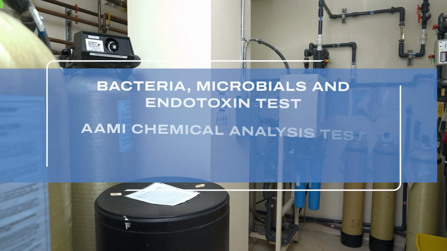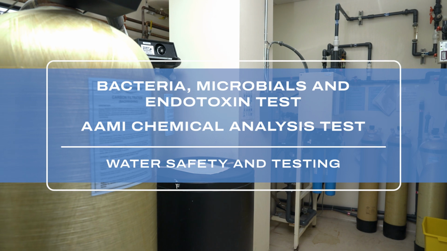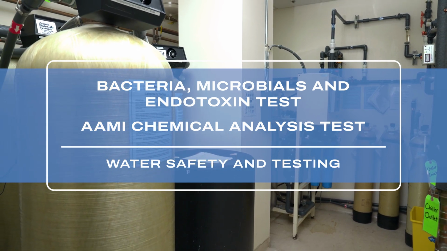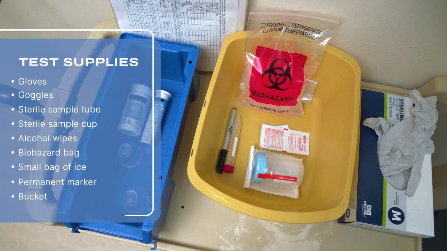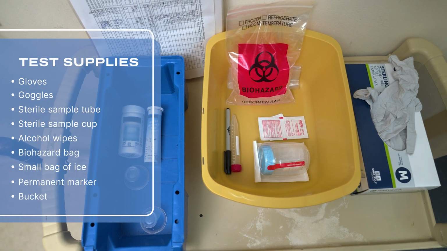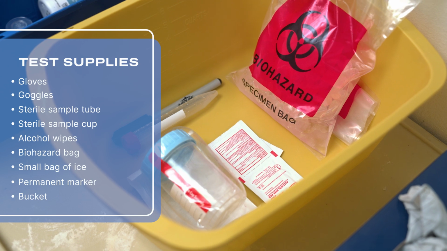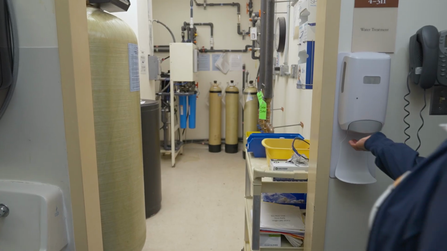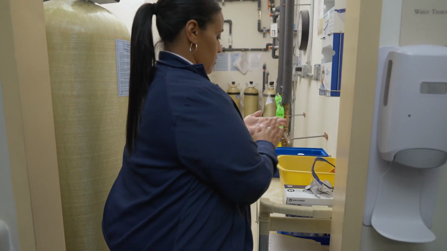Now we will test product water for bacteria, microbials, and endotoxins, as well as perform the annual AMI chemical analysis test. These tests will be collected simultaneously. Start again by collecting supplies: gloves, goggles, a sterile sample tube, a sterile sample cup, alcohol wipes, biohazard bag, a small bag of ice, a marker, and a bucket. As always, we begin with hand hygiene and donning goggles and gloves.